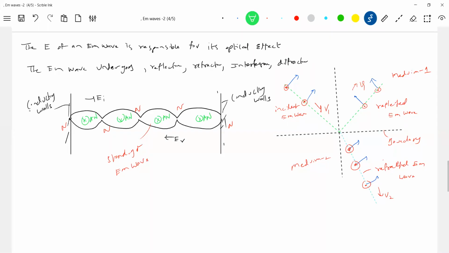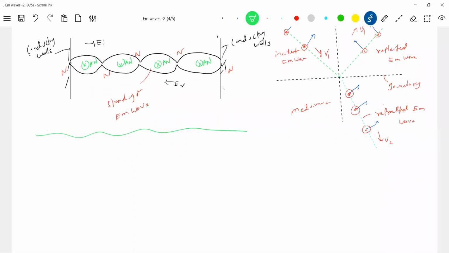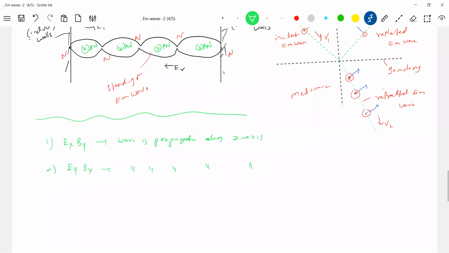Now you're getting it, no? Here I'll just ask you some generalized thing. If I give EX, then is it possible EX BY? Then in what direction is the wave propagating? The wave is propagating along the Z axis. Agreed? If I similarly write like this, EY BX, shall I say the wave is propagating along the Z axis? I'll give components, this one. So the third one. With this, what can you say? The wave is propagating along the Y axis. Able to analyze this one?